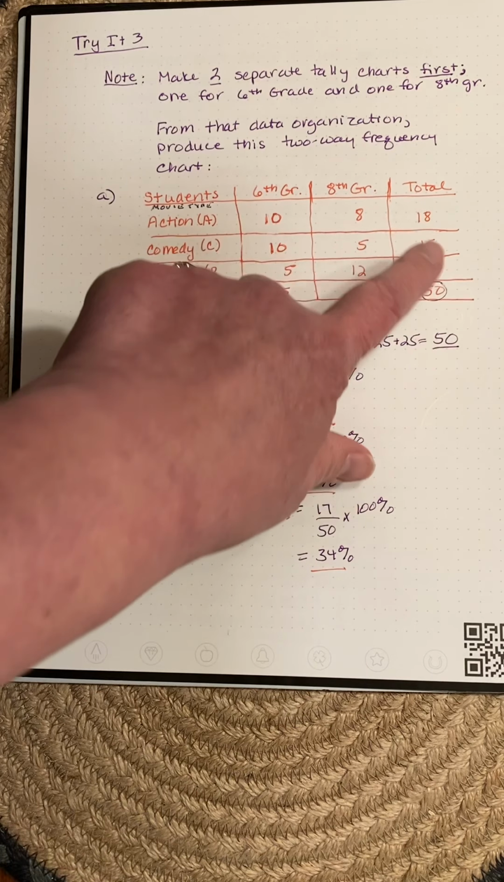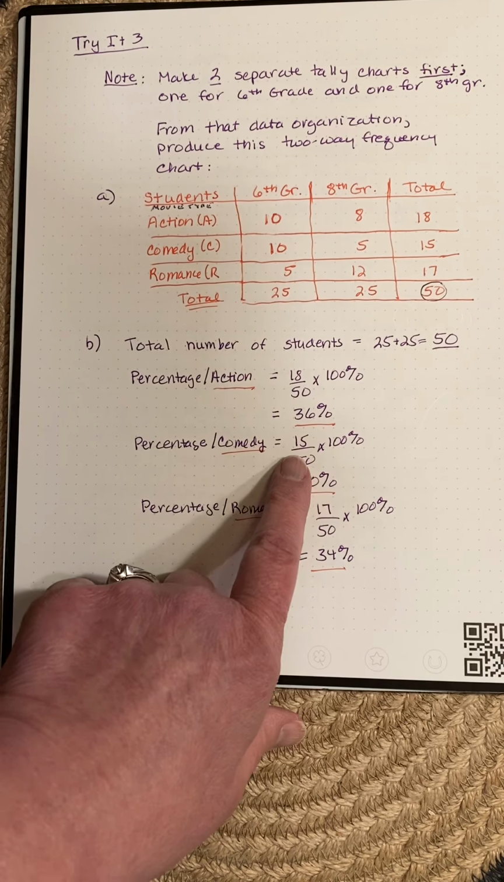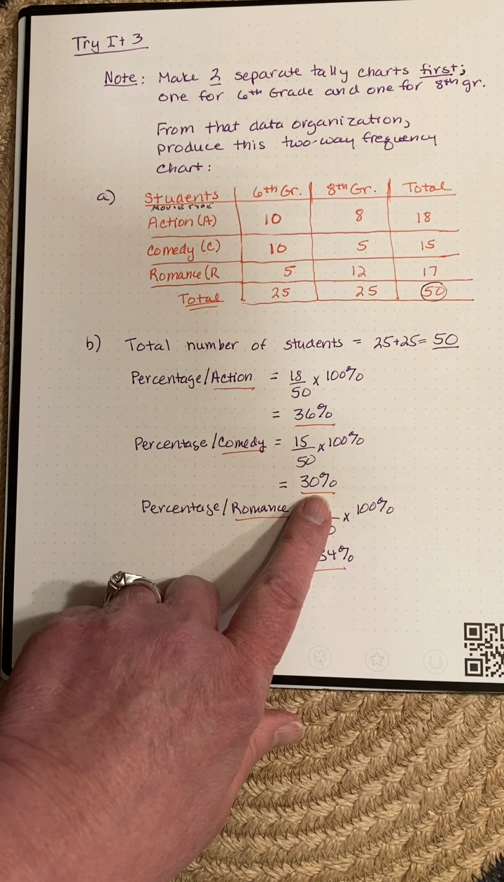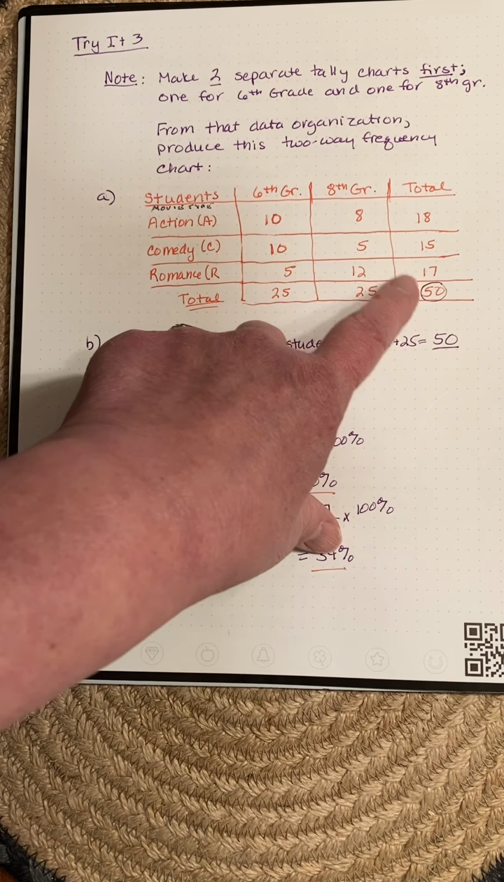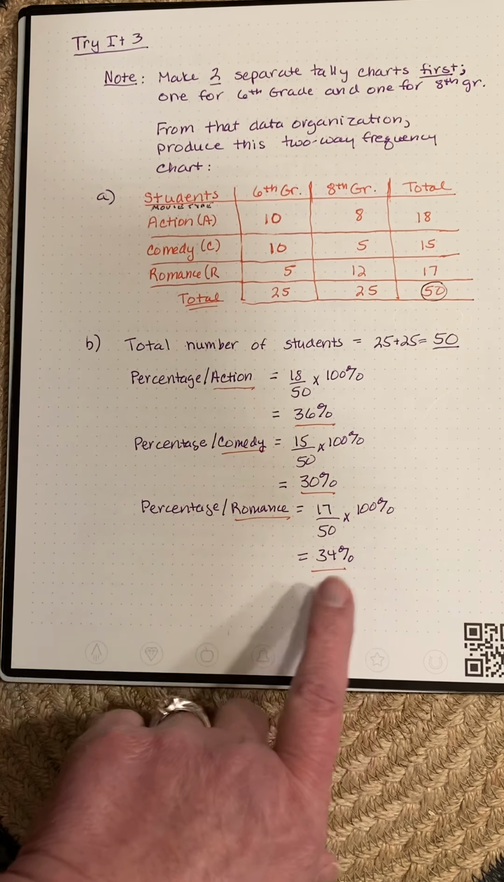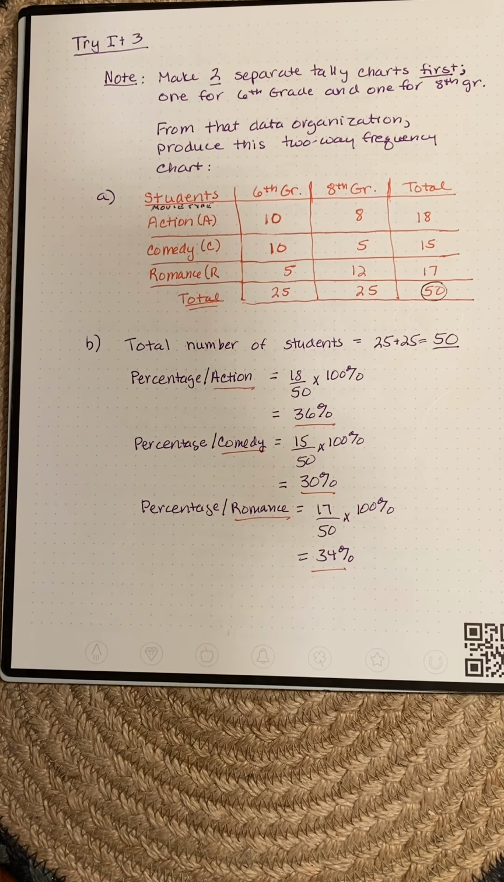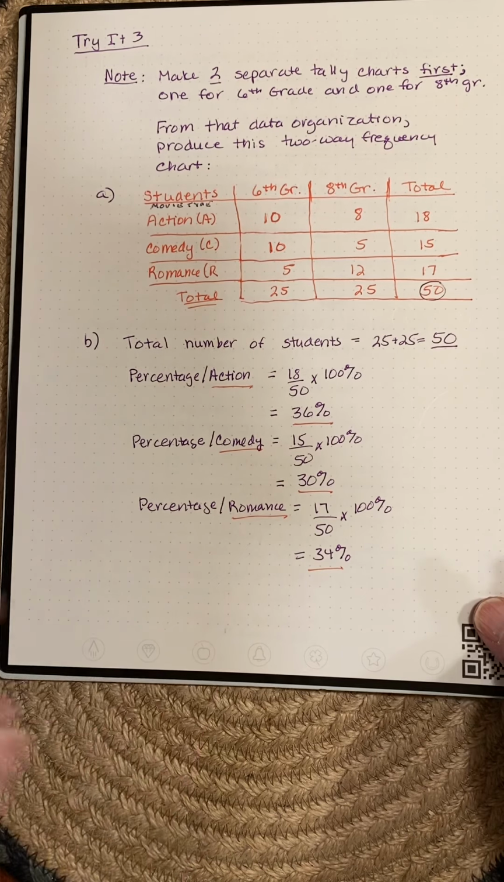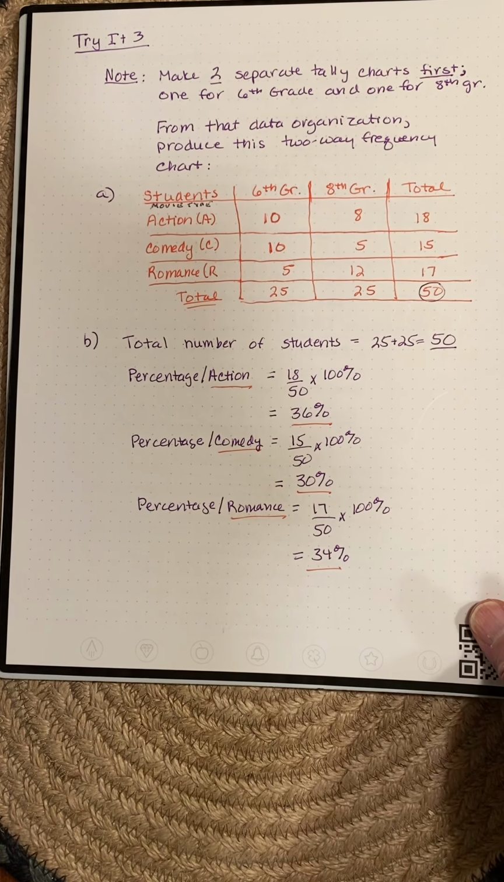The comedy is 15 out of 50, which is 15 50ths times 100%, which is 30%. And then romance is 17 out of 50, 17 50ths times 100% is 34%. And then if I add my percentages, you should get 100%, and 36, 30, and 34 do add up to 100. So that's how you do B.